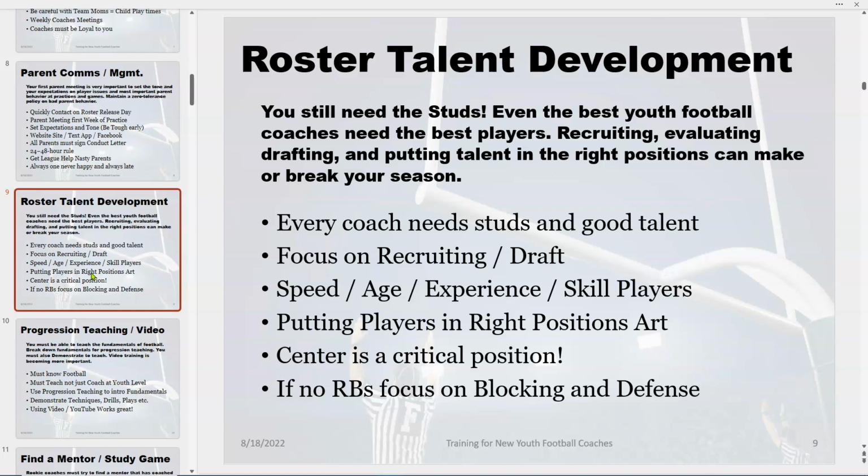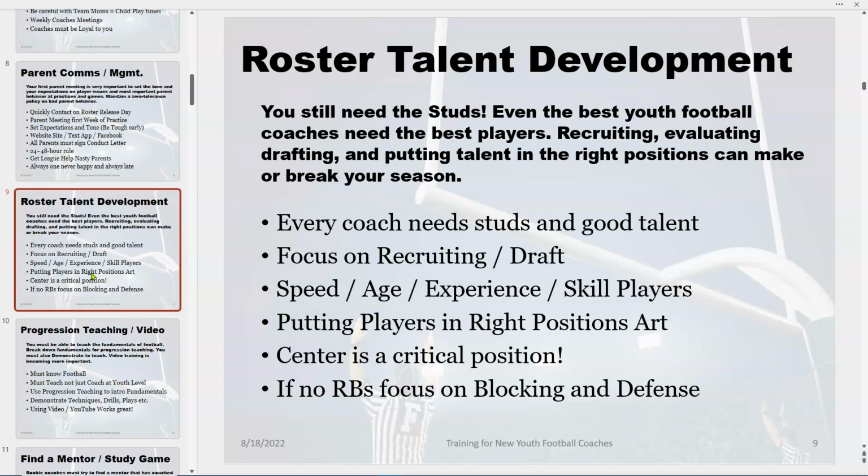So, like I said, every coach needs studs. I mean, two or three good running backs on a youth football team can make a season, even if you don't know how to coach that well. So make sure you get good talent. And hey, getting good talent makes it easier to coach them. So that's a key. You really want to focus on your recruiting and your draft if your league allows that in evaluating talent.